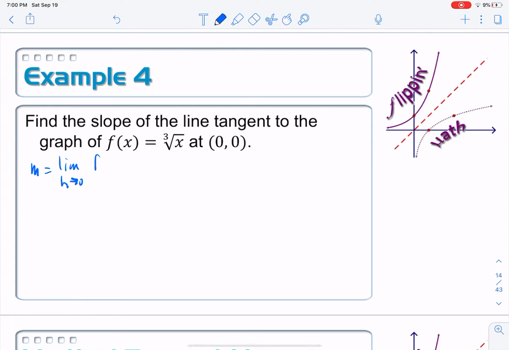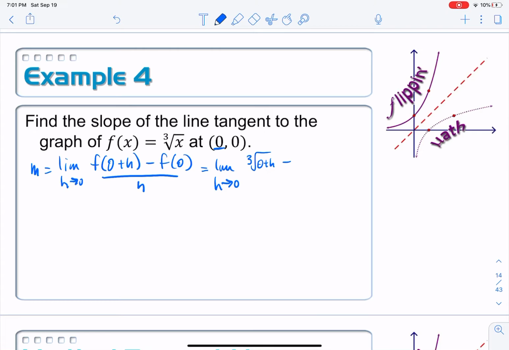All right, then. f of, we're doing this at 0, 0 plus h minus f of 0 all over h. Again, right up top is like the change in y, and the bottom is the change in x. It's the difference quotient. And now how do I get this part right here? I'll just plug it into the function. The limit as h goes to 0 of the cube root of 0 plus h minus, what's the cube root of 0? Oh, it's 0. It already told me that, that's convenient.